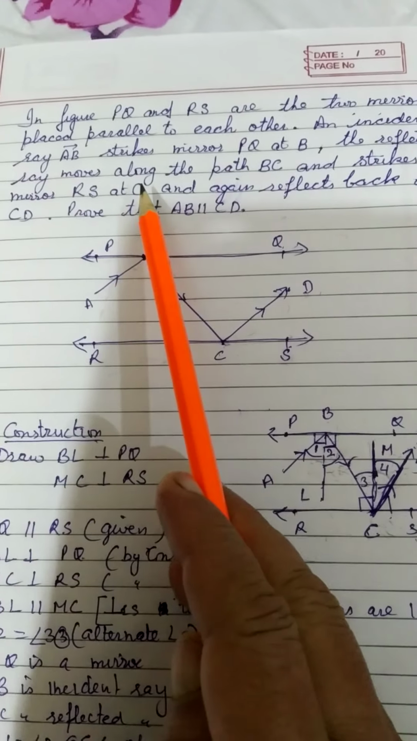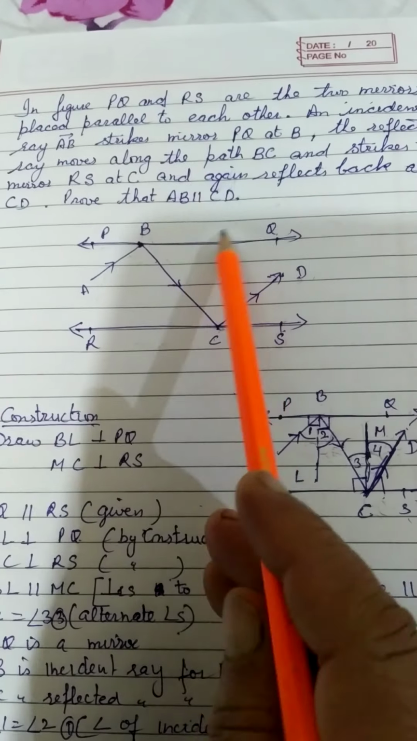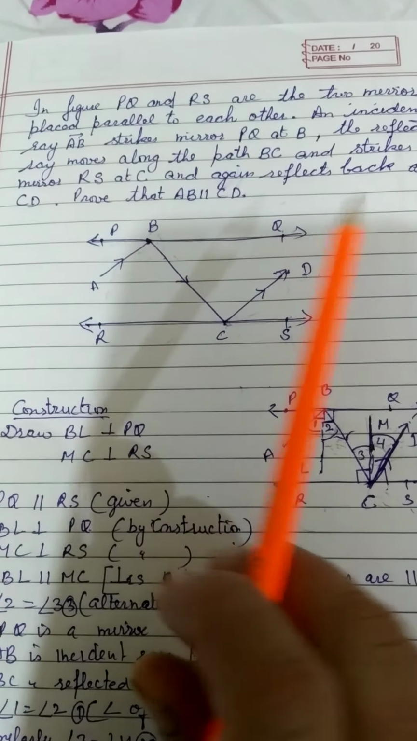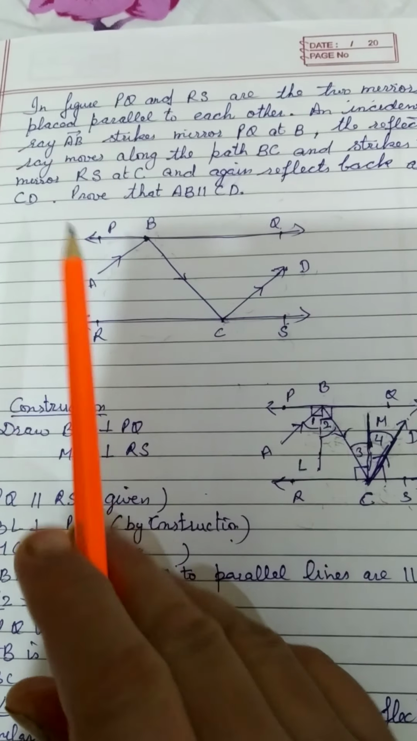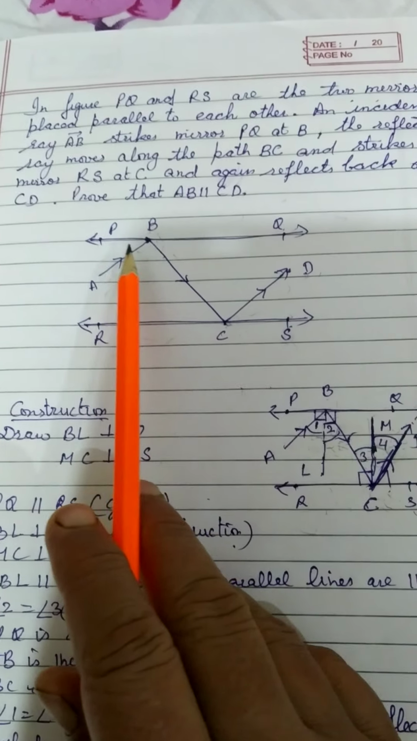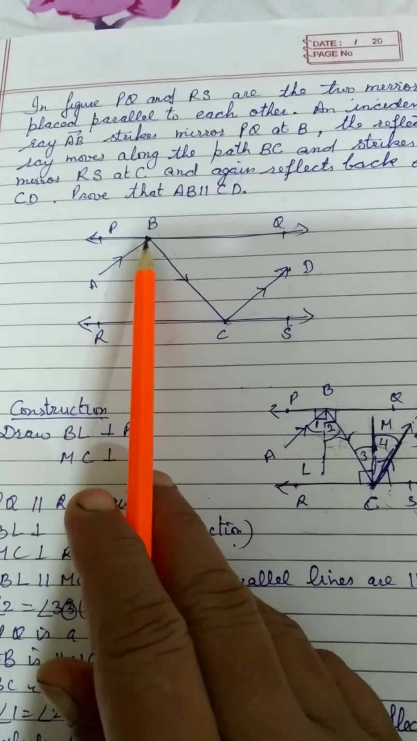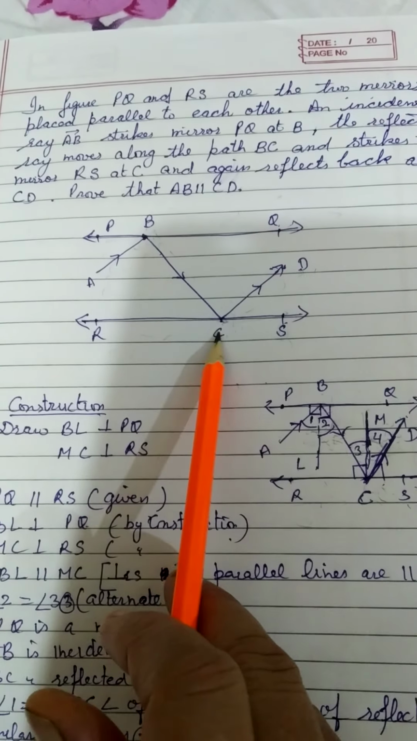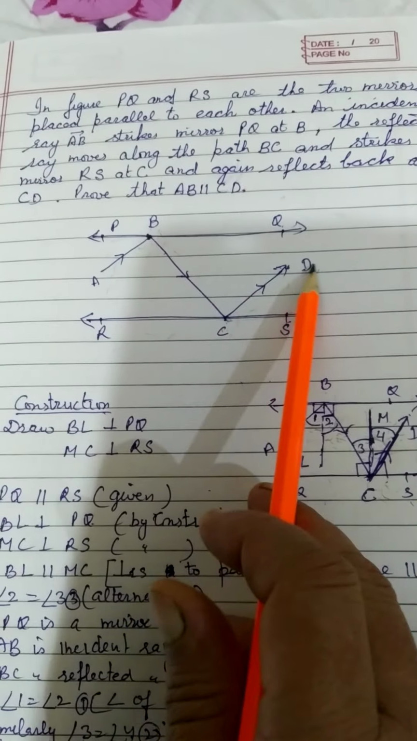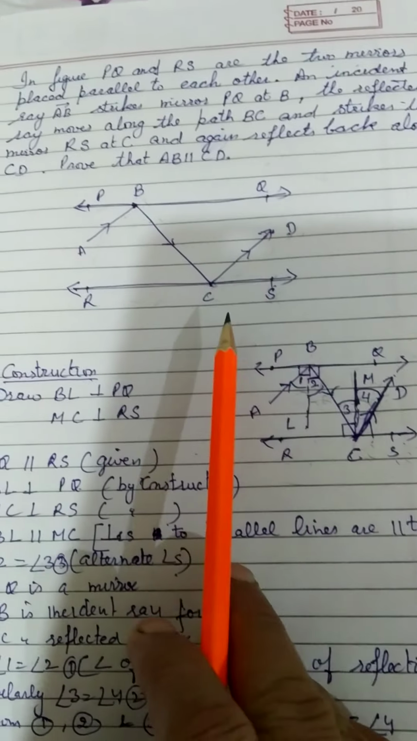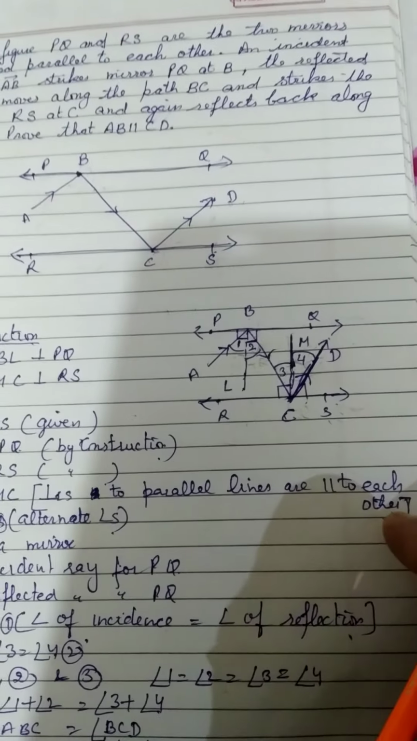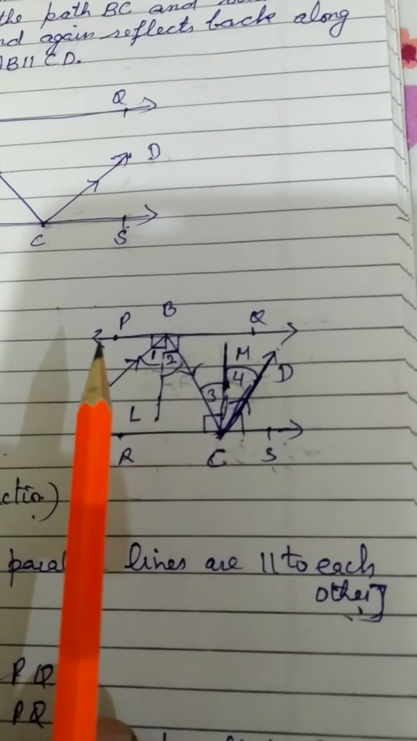In the figure, PQ and RS are two mirrors placed parallel to each other. An incident ray AB strikes the mirror PQ at B and gets reflected towards the path BC, and then it is again reflected towards the path CD from RS. Then we are to prove that AB is parallel to CD. For this we have drawn a figure.